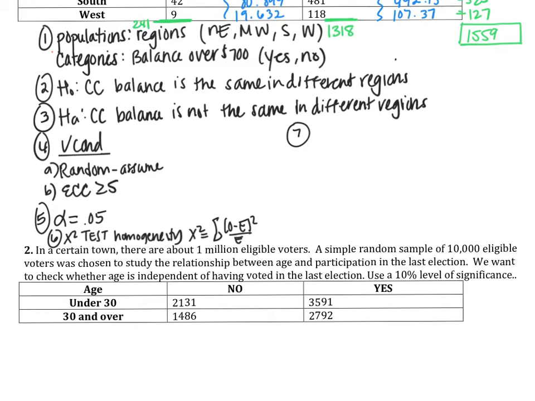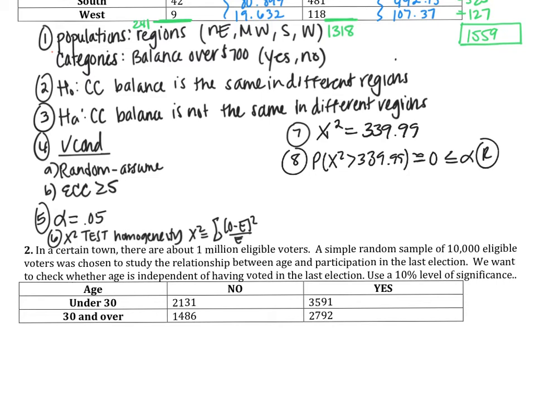it will give you your chi-squared value, and for this one, it is 339.99. Yikes, that's pretty large. And so the probability of chi-squared being greater than 339.99 is approximately 0, which is less than or equal to alpha, so we're rejecting the null here.